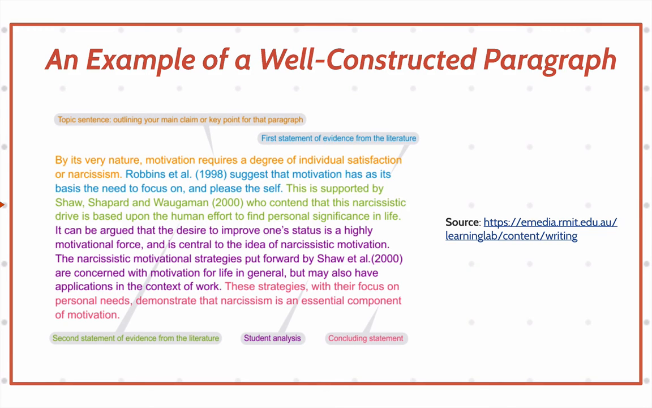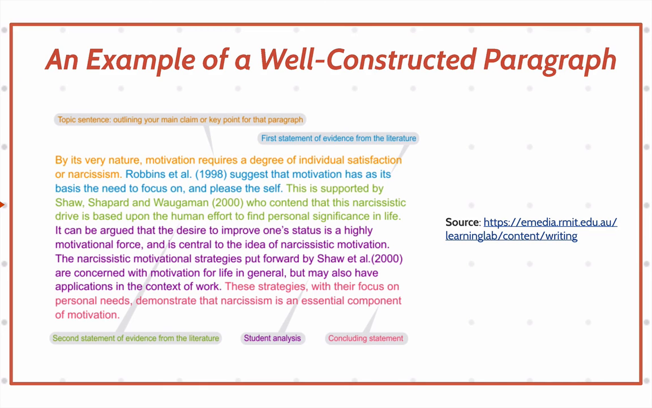So you have a topic sentence here, right? It says, by its very nature, motivation requires a degree of individual satisfaction or narcissism. So the reader knows that the overarching thrust of this paragraph is going to be talking about the relationship between motivation and individual satisfaction or narcissism. Then they're going to integrate some evidence, right?